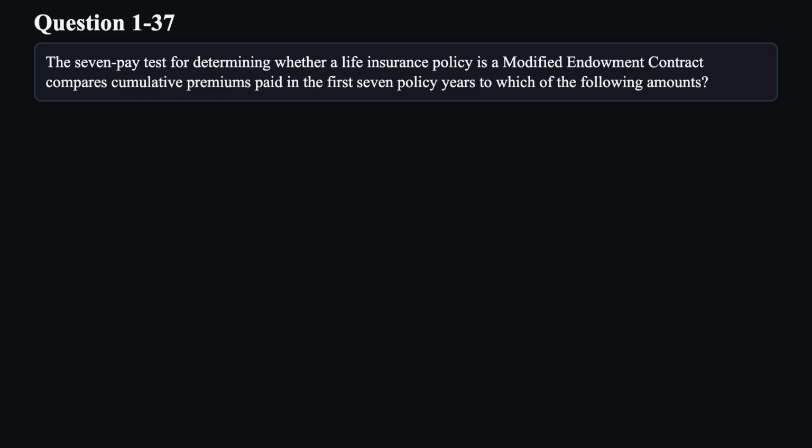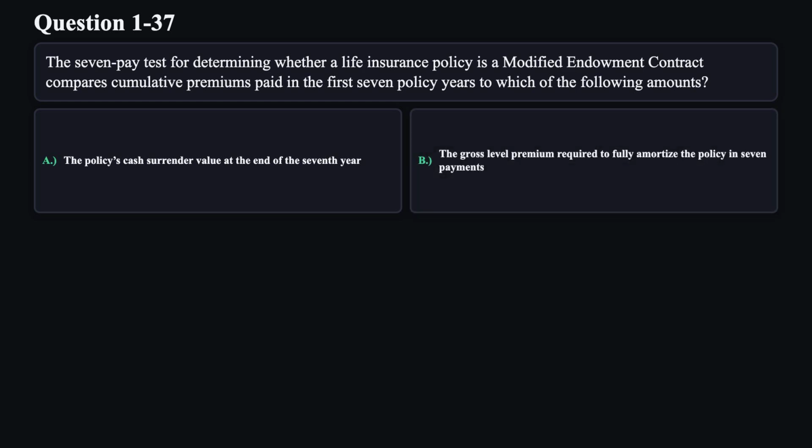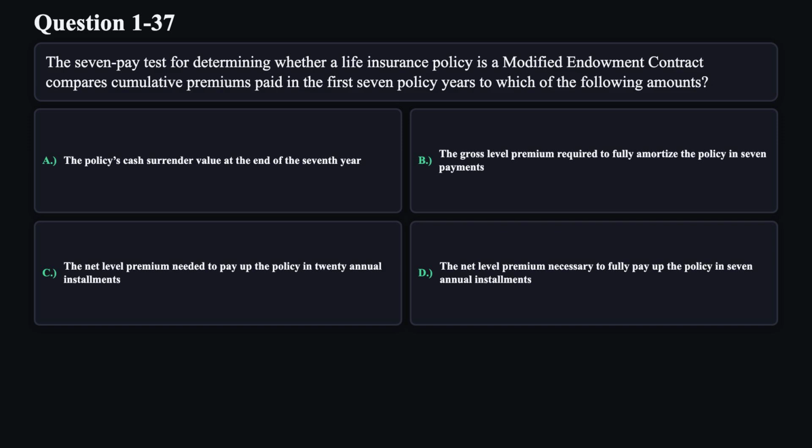Question 37. The 7-pay test for determining whether a life insurance policy is a modified endowment contract compares cumulative premiums paid in the first 7 policy years to which of the following amounts? A. The policy's cash surrender value at the end of the 7th year. B. The gross level premium required to fully amortize the policy in 7 payments. C. The net level premium needed to pay up the policy in 20 annual installments. D. The net level premium necessary to fully pay up the policy in 7 annual installments.